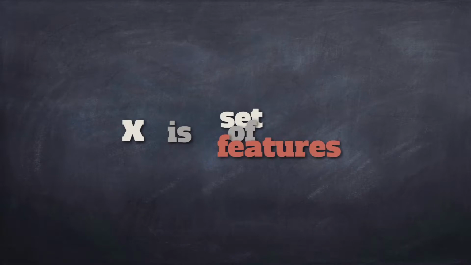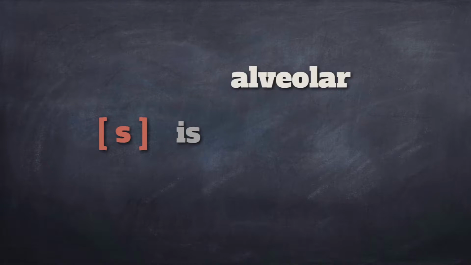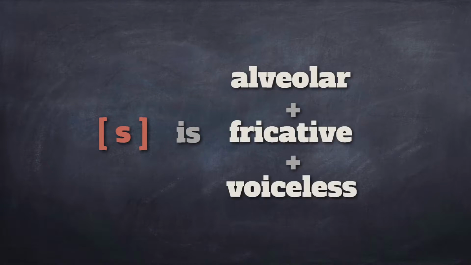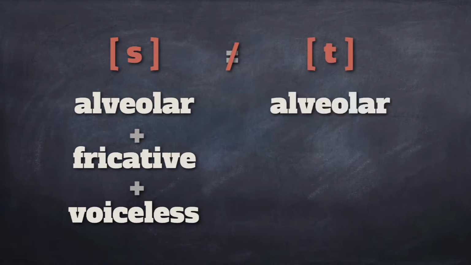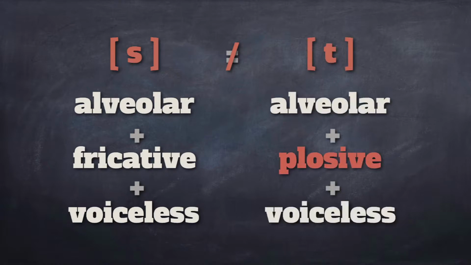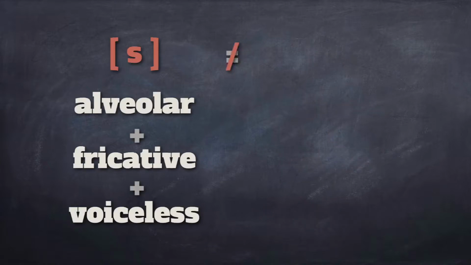Property list definitions present a set of features that define a concept. For example, S is an alveolar, fricative, voiceless consonant. The added properties of the sound mentioned, S, are enough to distinguish it from other voiceless sounds that are produced at the same place, T. In the same manner, F.